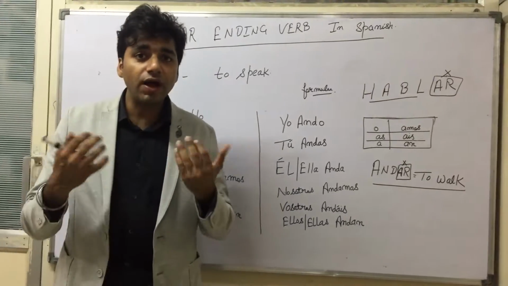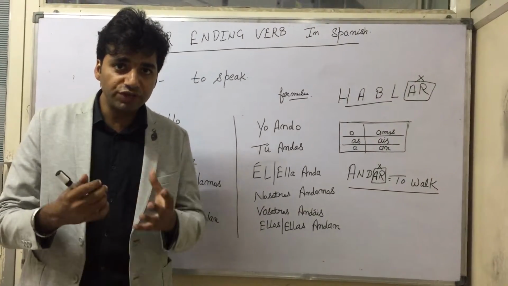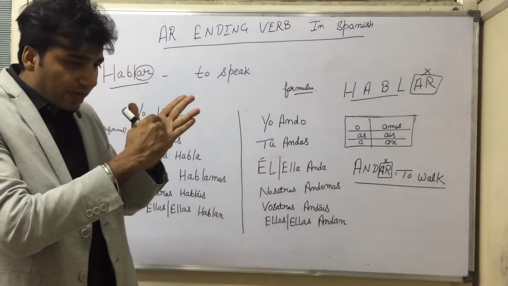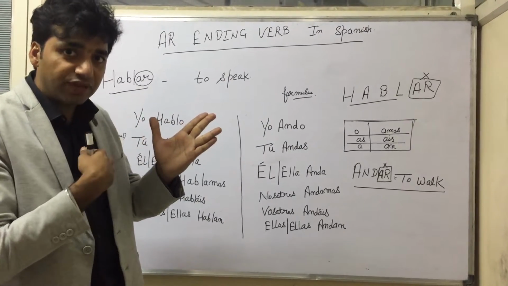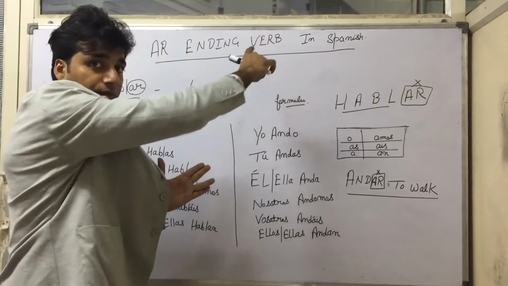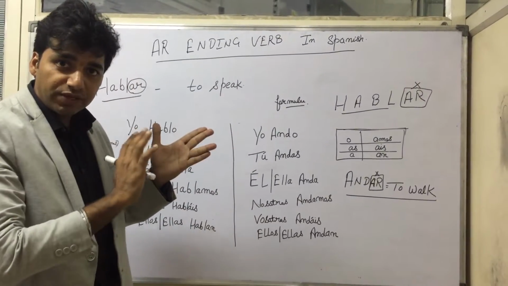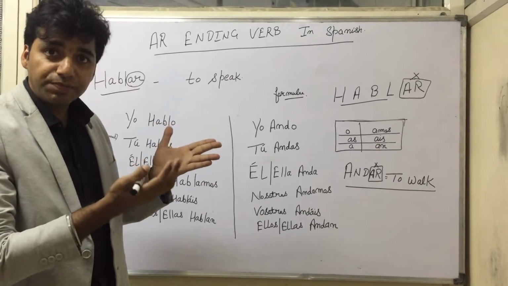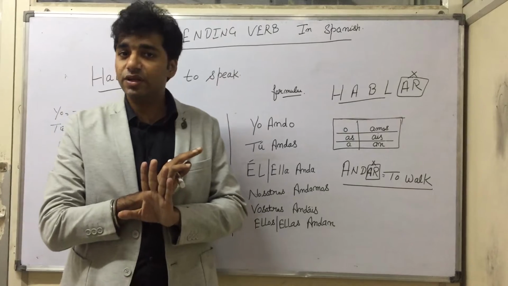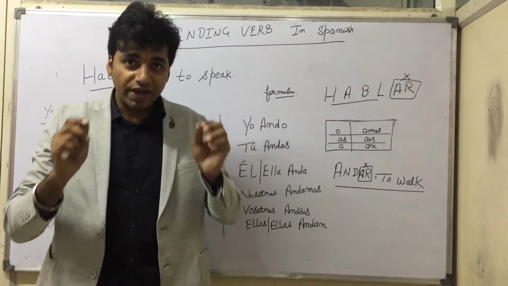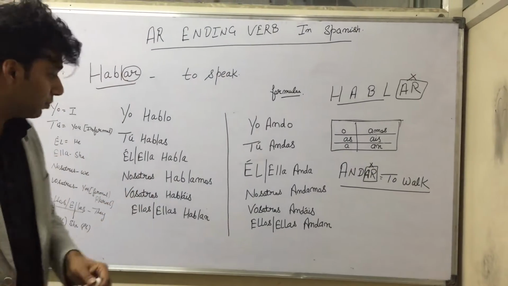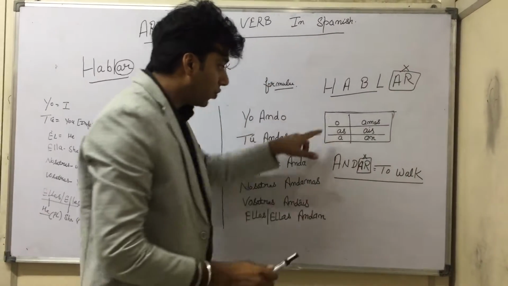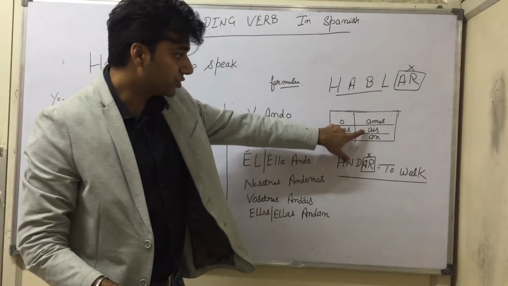And how can I conjugate with this? In English we have I speak, you speak, we speak, but the verb speak is the same. He speaks, she speaks, the verb is the same. But in Spanish, it is not like that. The conjugation depends upon the subject. For that reason, we have the formula of O, AS, A, AMOS, ÁIS, and AN.